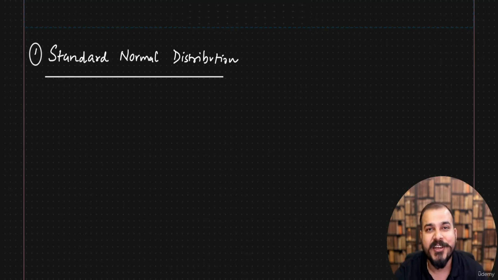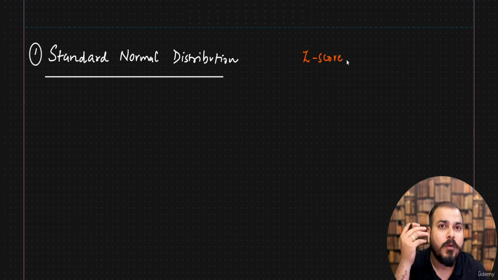Hello guys, we are going to continue a discussion with respect to statistics, and in this video we are going to discuss standard normal distribution. Already in our previous video we have discussed normal distribution or Gaussian distribution. In this standard normal distribution we are also going to discuss a very important formula called z-score. With the help of z-score, we can identify how many standard deviations any value is away from the mean, right?